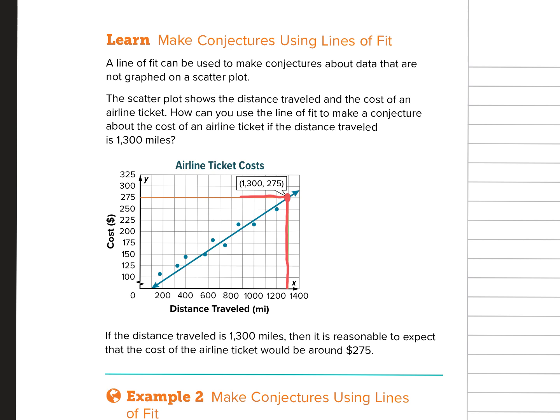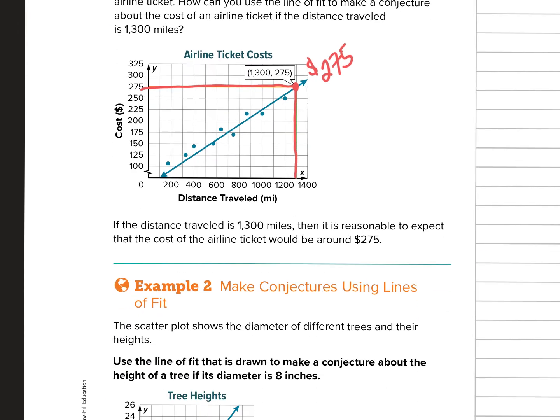So I'm at this point right here. If I go to the left, I can see, oh, that's $275. So I've used my line to roughly tell me that if I travel 1,300 miles, I'm going to pay roughly $275. Remember, it's not exact. These are just making predictions. It's an estimate. So let's try doing one on our own.